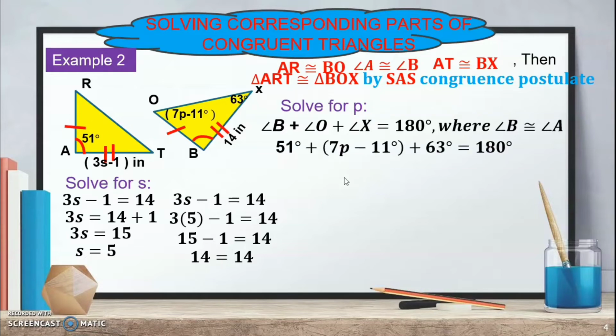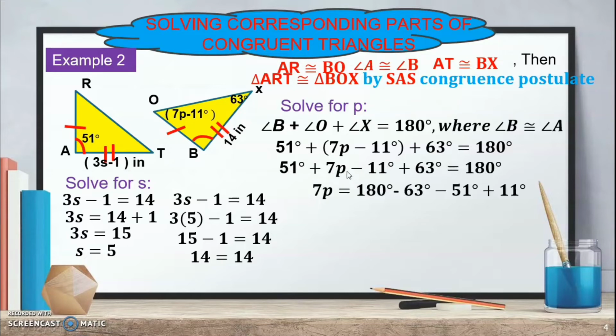Then, angle O is 7P minus 11 degrees. Plus, yung angle X is 63 degrees, is equal to 180. So, pagsamahan lang natin lahat ng coefficient or the numbers. So, we have 51 plus 7P minus 11 degrees plus 63 is equal to 180. So, lagay natin dito sa right side ang may variable. Then, sa left side, lahat ng coefficient. So, 7P is equal to 180 degrees.